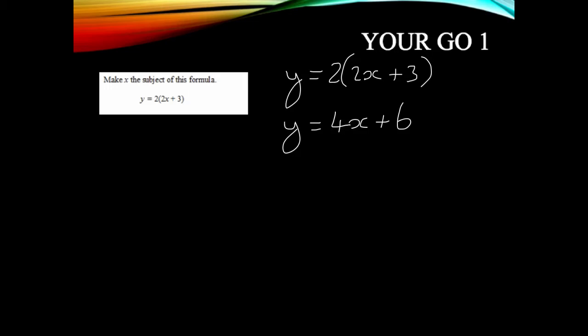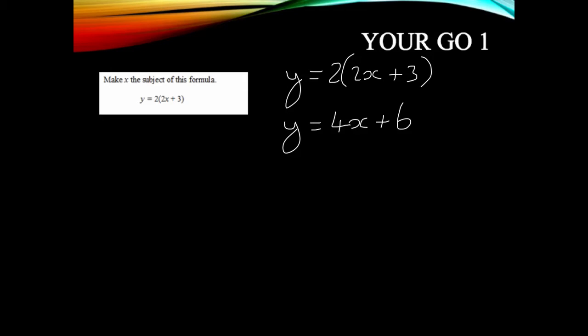Okay, so again, I'm going to write out the question. y equals 2 lots of 2x plus 3. You'll notice we've got brackets here. I'm hoping what you've done is expanded the brackets. So y equals 4x plus 6. If you're not sure about expanding brackets, go back, have a look at your revision notes, how to do that. It's a useful algebraic skill to have.